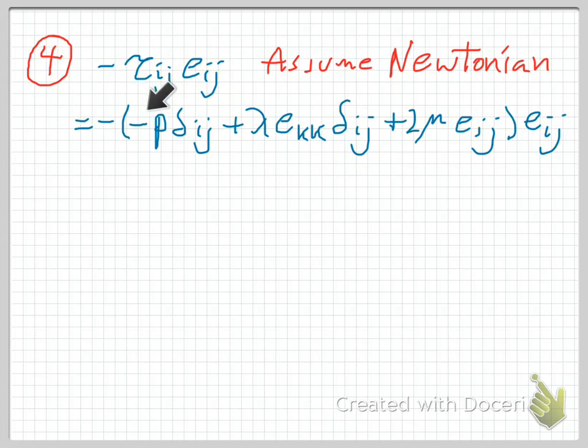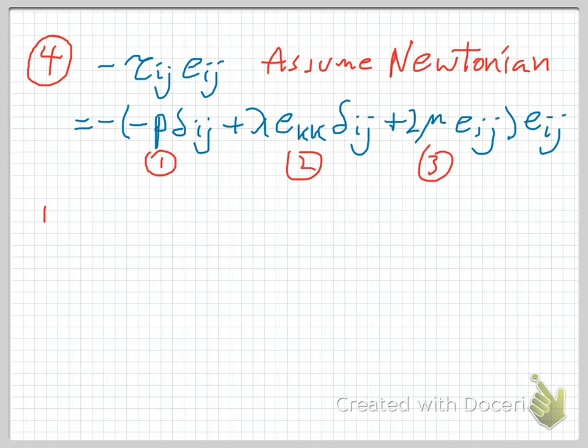So the stress is minus pressure times delta ij plus the second viscosity lambda times Ekk delta ij. And remember, Ekk is just the divergence of u. It's this trace of the strain tensor, or the divergence of the velocity field. And then plus 2 mu Eij, and then the whole works gets multiplied by Eij. Okay, let's look at these terms individually, just as we have been doing. We're going to separate them up into term 1, term 2, and term 3.